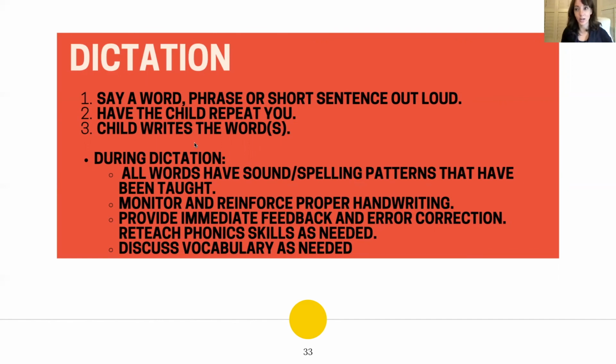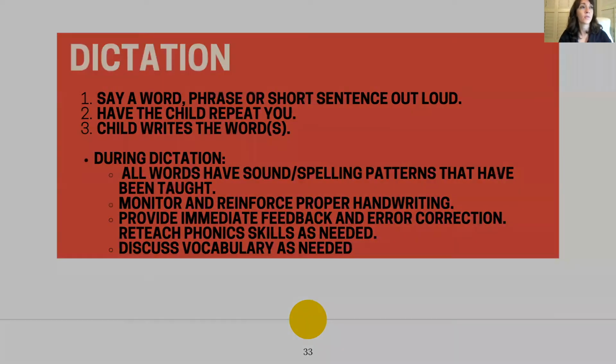So during dictation, again, you have to make sure that all the words have the sound spelling patterns that have already been taught. You want to monitor and reinforce proper handwriting, make sure that they're forming those strokes correctly. It is important. And provide that immediate feedback and error correction. So reteach the phonics as needed, discuss vocabulary as needed, make sure you're just automatically correcting them. If they're not sure how to spell something, just reteach it. Remember that SH makes the sh sound. Can you fix that? And go ahead and just tell them what it is and provide immediate feedback.